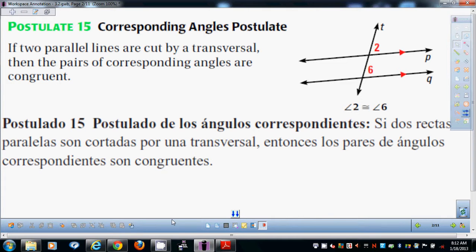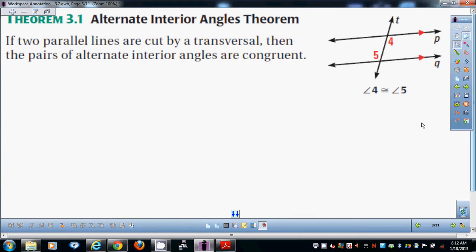I like to use acronyms. I like to name my postulate. So I always call this CAP, corresponding angles postulate. But how you do that is up to you. You could write it out every time if you wanted to. Alternate interior angles theorem. Yes, all of the theorems and postulates today need to go in that section of your notes.